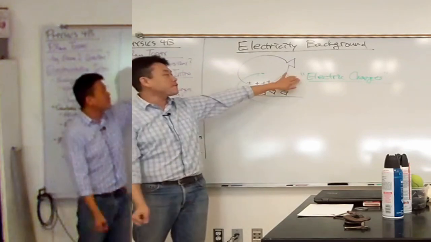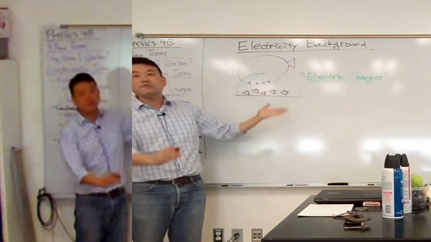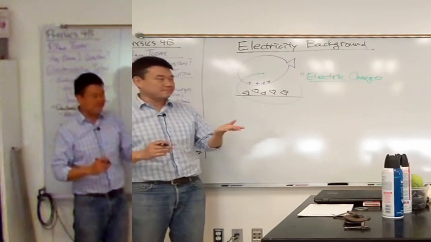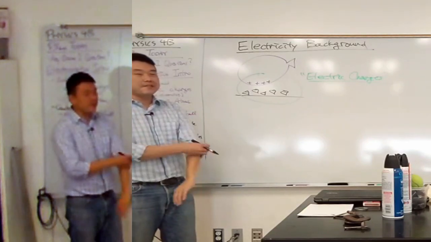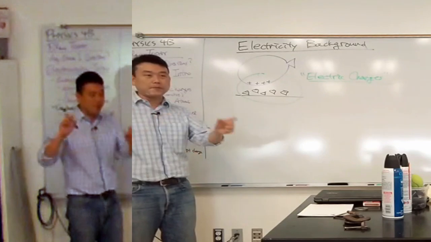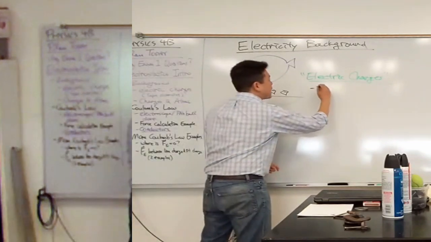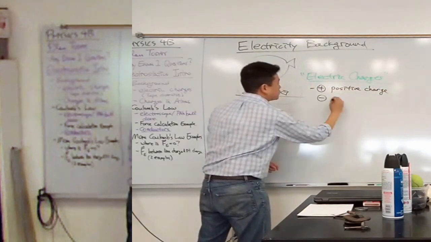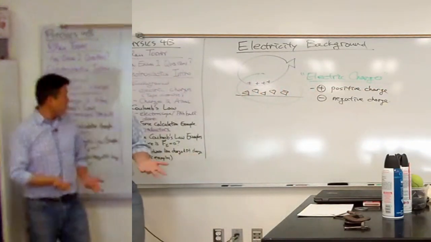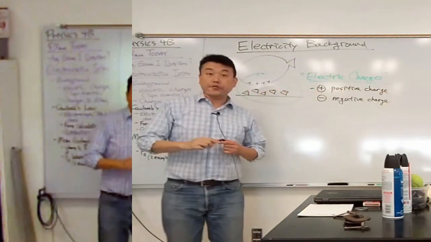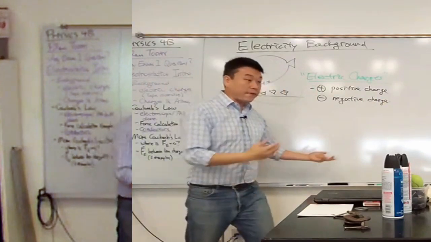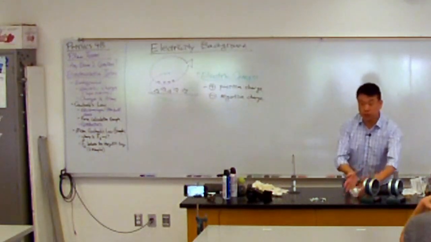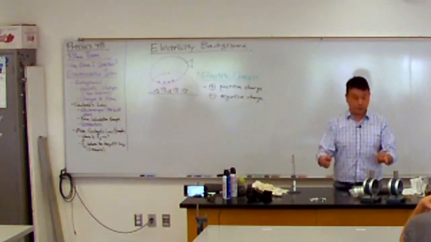So there are two electric charges. I don't want to say kinds or types because they are the same type. They just have two opposite signs. So there's the positive charge and there's the negative charge. And actually, I thought we would go through a simple physical demonstration to illustrate why we think there should be two different signs of electric charge.